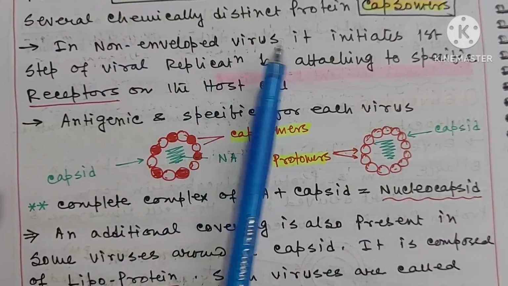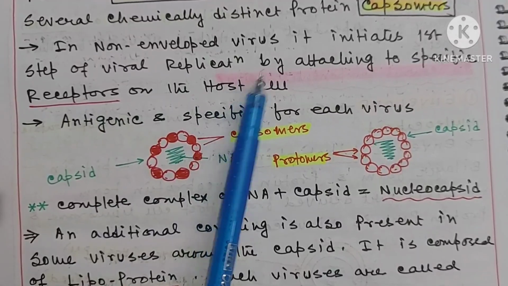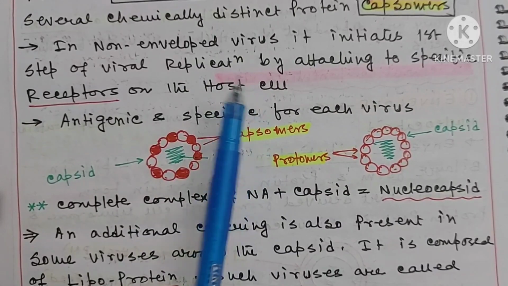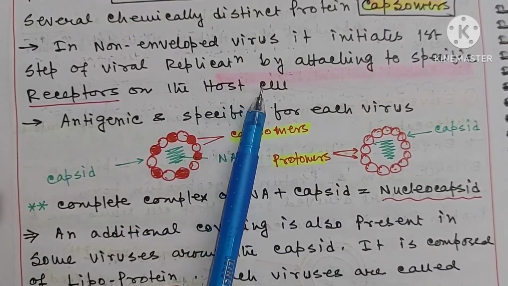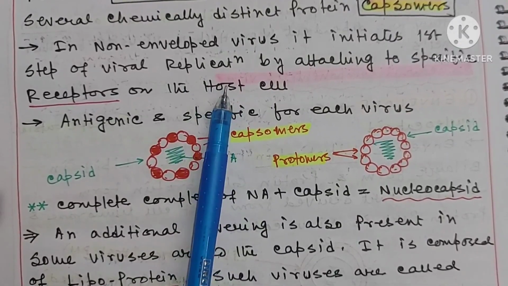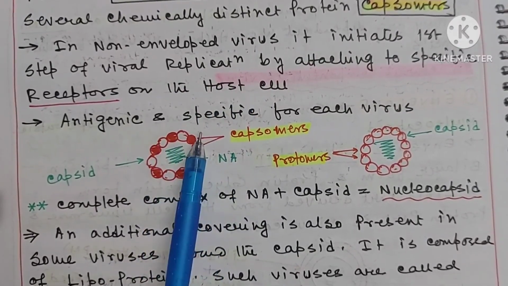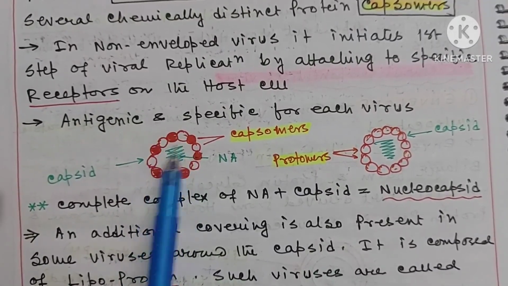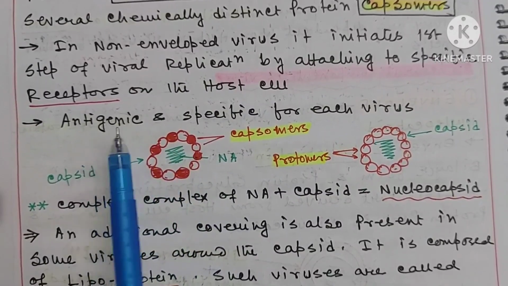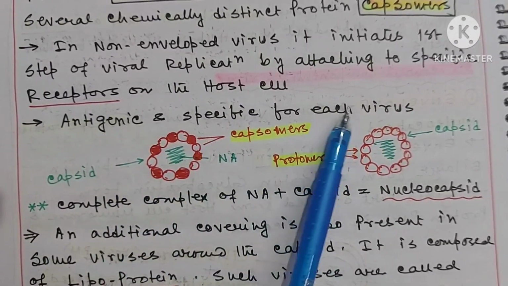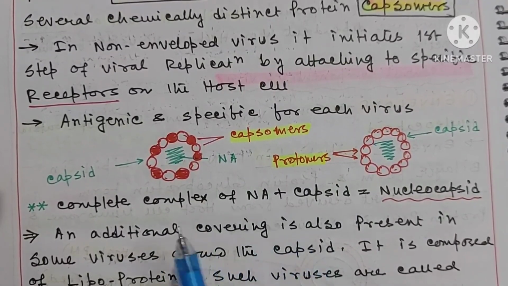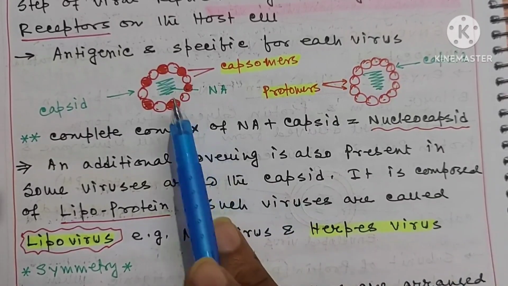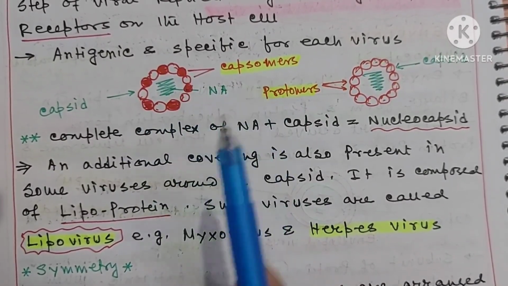In a non-enveloped virus, the first step of viral replication is initiated by attaching to specific receptors on the host cell. In enveloped viruses, we have seen that glycoproteins in the envelope bind with specific receptors of the host cell. But in non-enveloped viruses there is no spike protein, so the capsid layer binds directly with receptors of the host cell, and these capsids are antigenic and specific for each virus. The complete complex of nucleic acid and capsid is called the nucleocapsid.